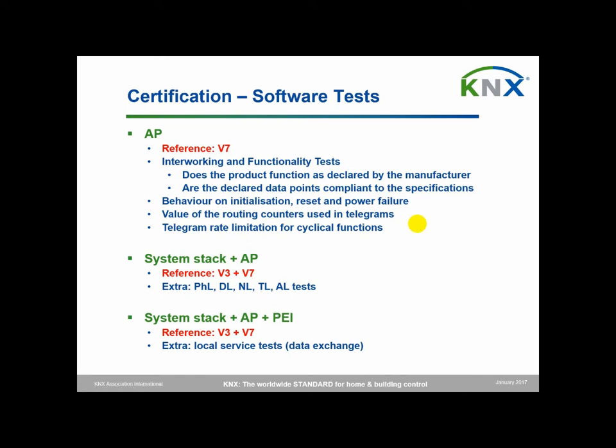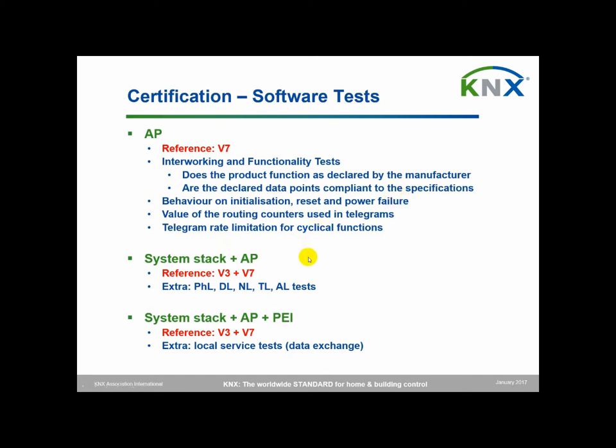If the product comes with cyclical functions, then the telegram rate limitations will also be checked, because we don't want devices to keep on sending telegrams endlessly to the bus. So that is an example of one of the tests.